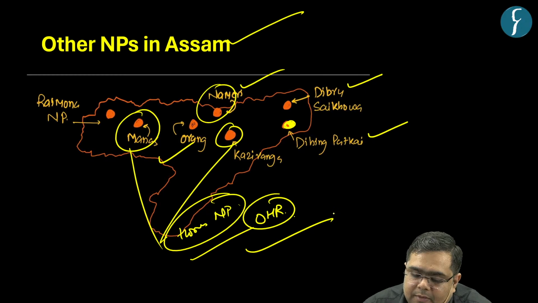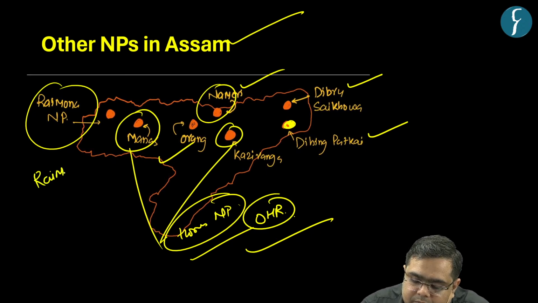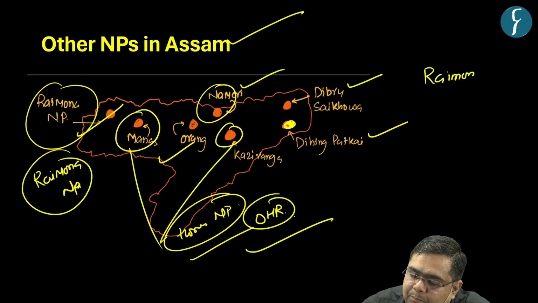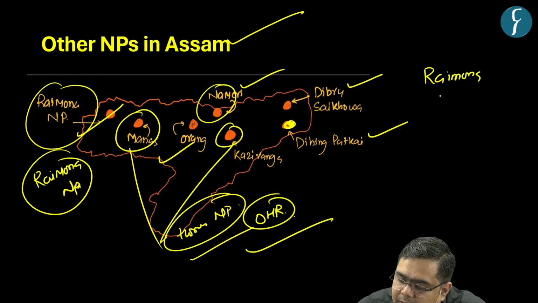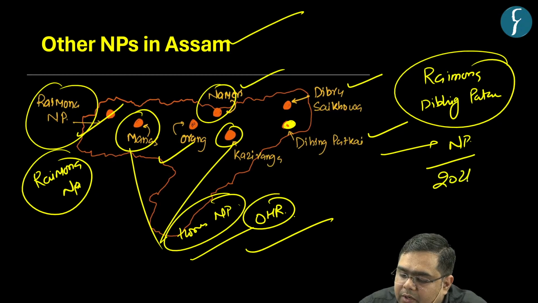And lastly, the latest one, the newest addition to the list of national parks, Raimona National Park is the westernmost national park in the state of Assam, and both Raimona and Dibang Patkai, both of these parks got the status of national park in 2021.